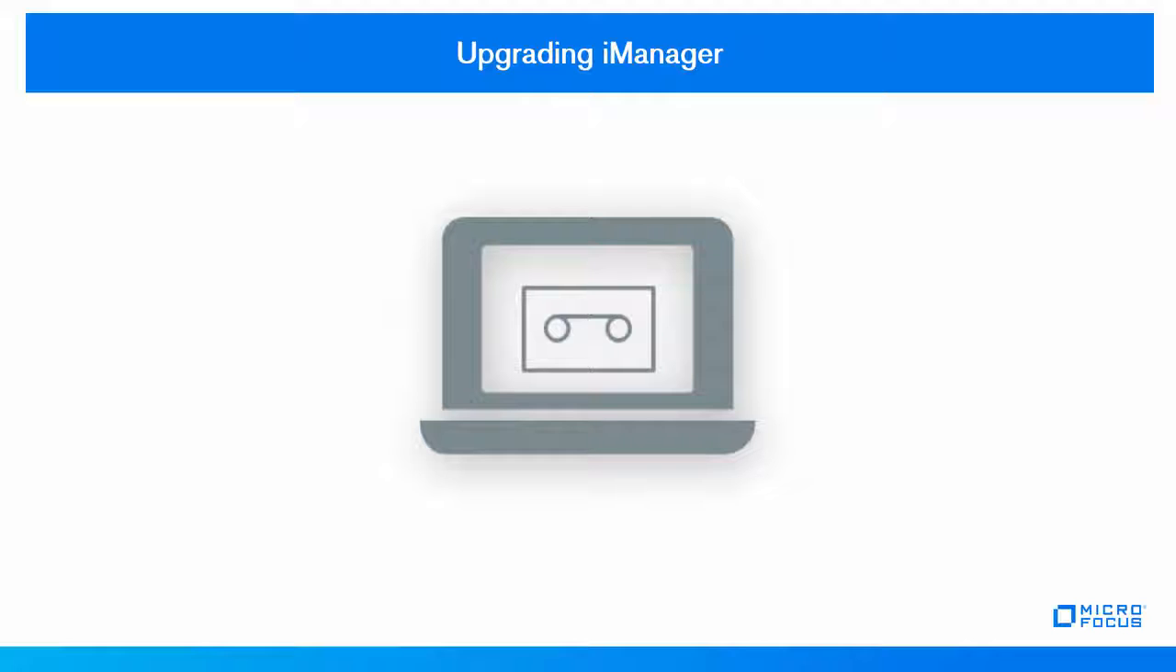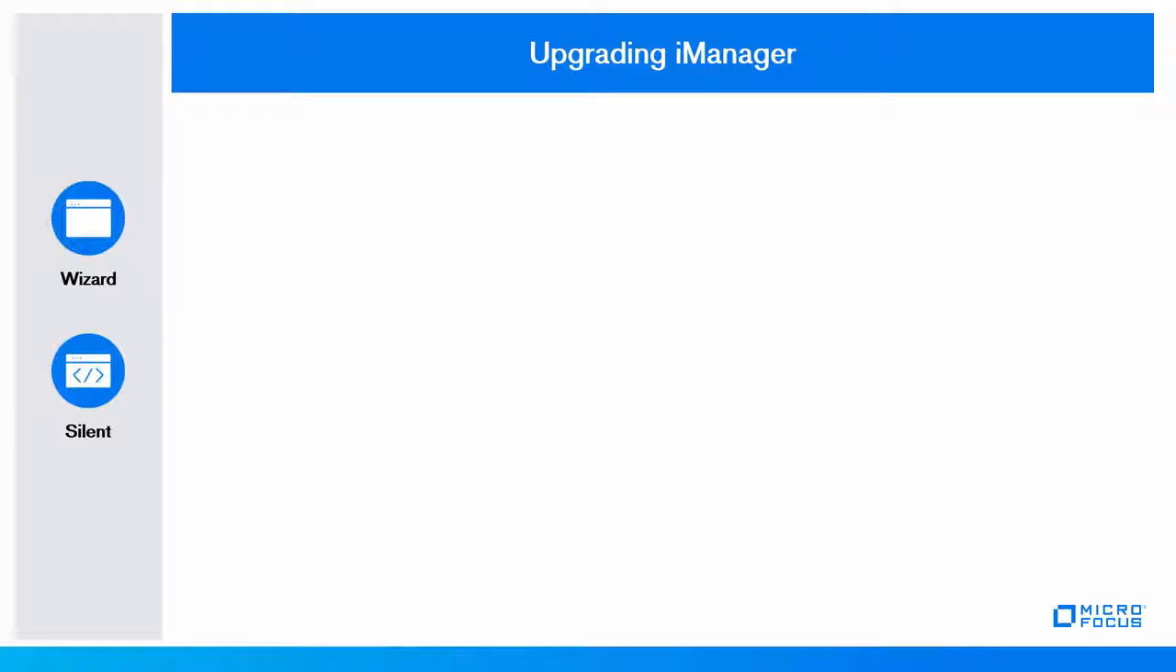Upgrading iManager. Before upgrading iManager, back up the server.xml and context.xml files if you have modified them. The upgrade replaces all the configuration files. The upgrade process uses the HTTP port and SSL port values that were configured in the previous version of iManager. The upgrade process includes these activities.